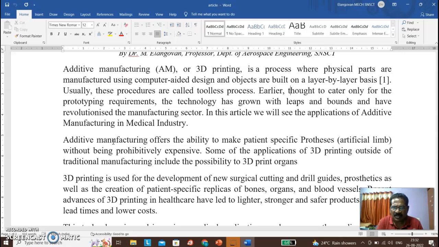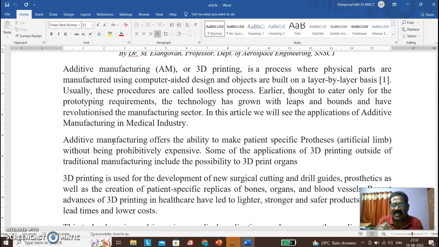Usually these procedures are also called toolless processes. Earlier, they were thought of only for prototyping, but now they have also got into the manufacturing sector, and more for continuous production also. We are able to get metal components done as well.